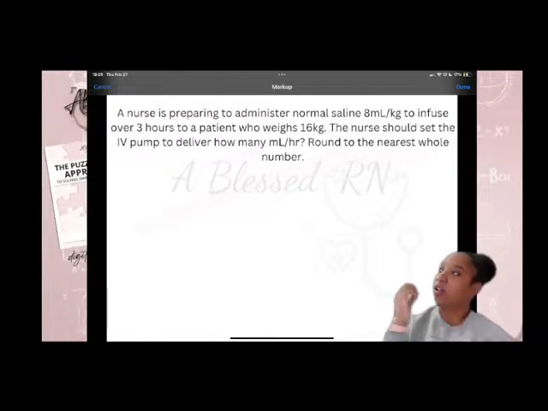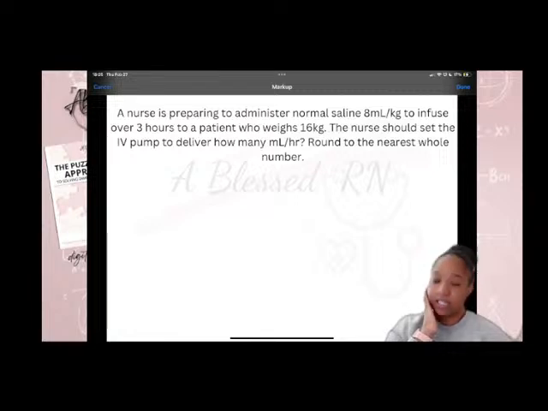Let's see. A nurse is preparing to administer normal saline, 8 milliliters per kilogram, a weight based, to infuse over 3 hours to a patient who weighs 16 kgs. The nurse should set the IV pump to deliver how many milliliters per hour, and we're going to round to the nearest whole number. Okay, so if you're here with me, I do not like to memorize formulas, and I don't like to convert things before I do an equation.